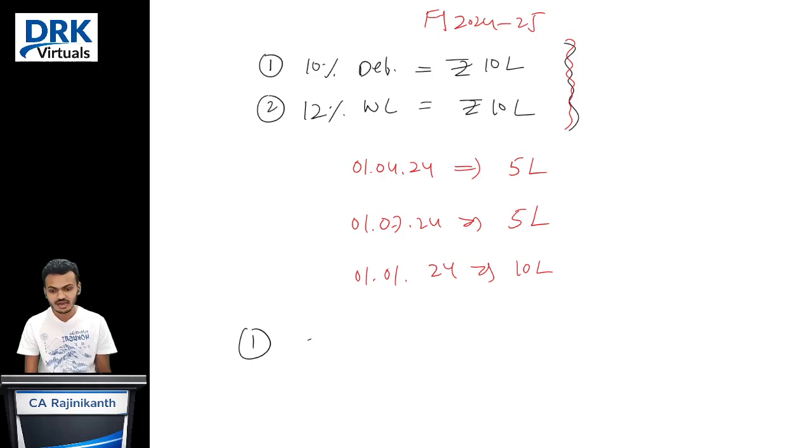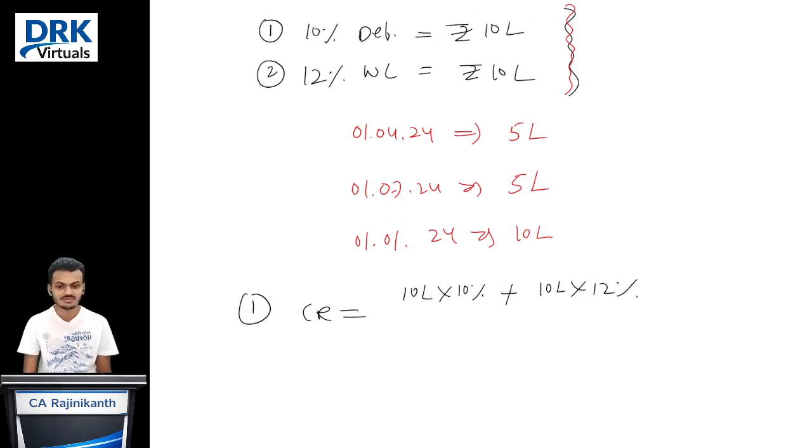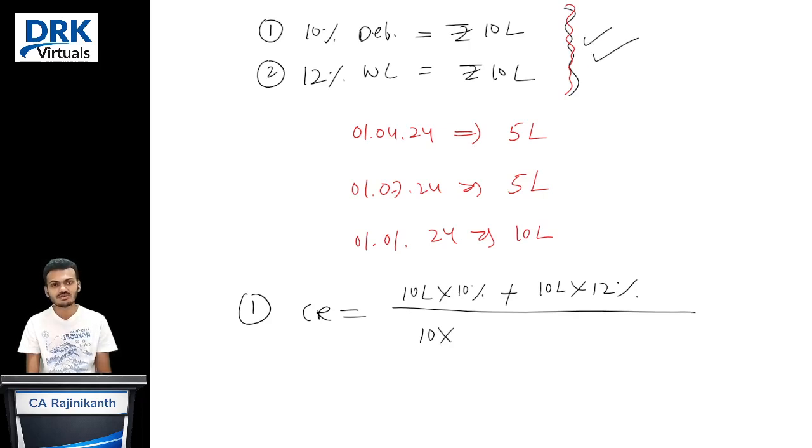Now, how to calculate the borrowing cost? Step 1, calculate the capitalization rate. How to calculate the capitalization rate? First, numerator: 10 lakh into 10% plus another 10 lakh into 12%. This is our interest cost, correct? Divided by weighted average borrowings outstanding during the period. Next, 10 lakh debentures. In our example, these two loans are outstanding throughout the financial year. That's why I am taking 12 by 12.